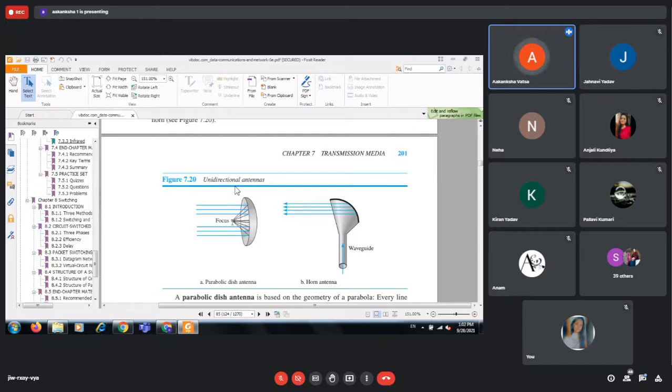Similarly, you can see the horn antenna. From the bottom of this horn antenna, you can see there is a tunnel through which your signal is being transmitted. It is going at different wavelengths, and at different points it is reflected from different parts of this horn.